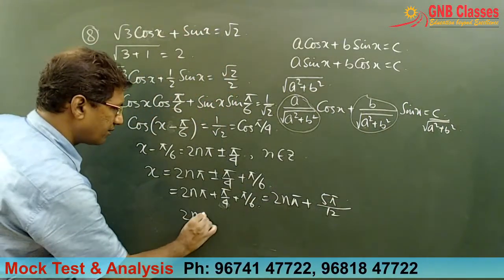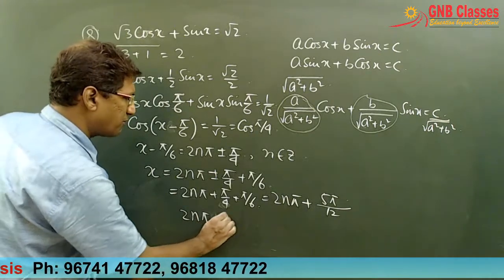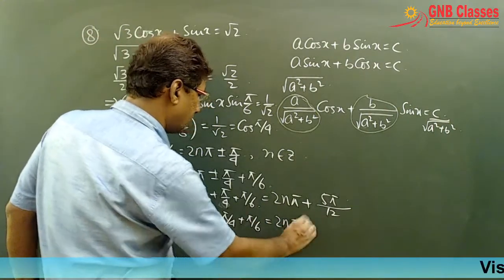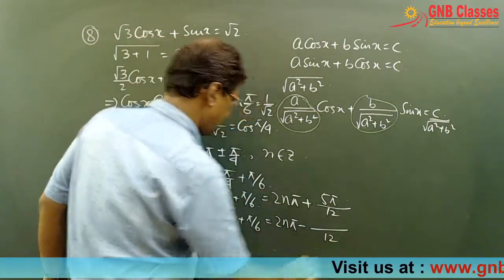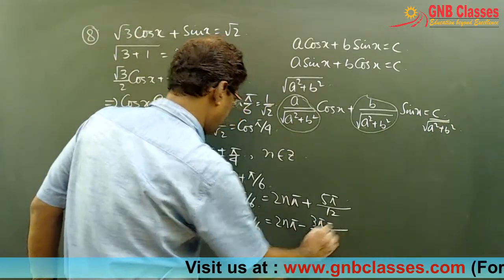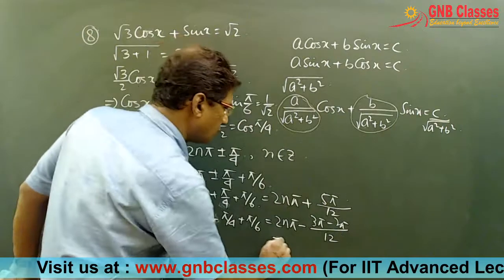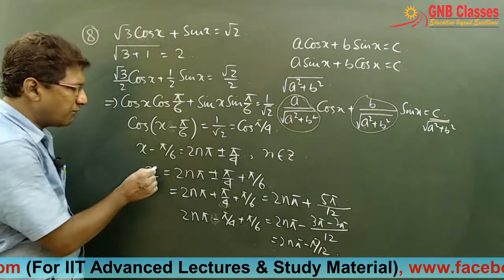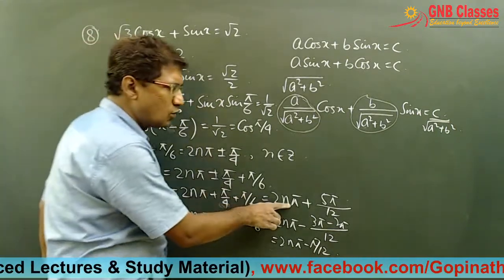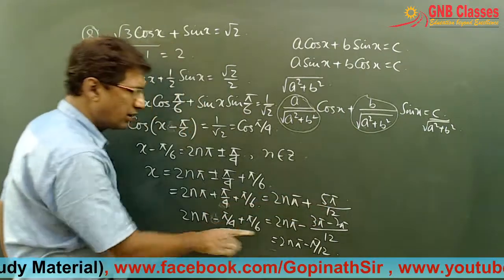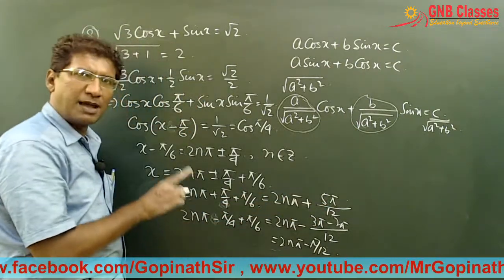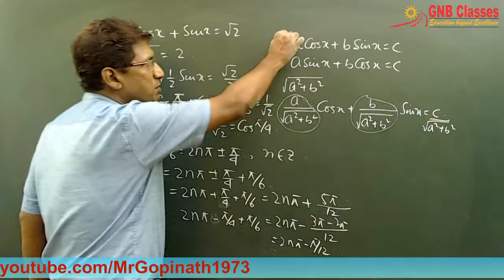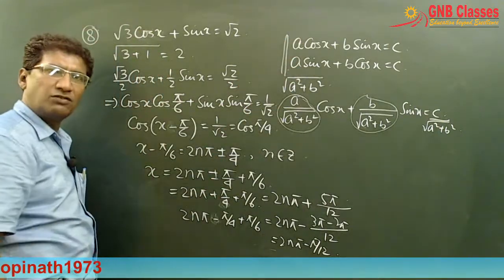And then you take minus pi by 4, pi by 6 is there, so we are getting what? So that gives you 2n pi minus pi by 12. Is it clear? Therefore, the general solution is x equals 2n pi plus 5 pi by 12 or x equals 2n pi minus pi by 12, where n belongs to any integer. Have you understood this problem? So we must remember this form to solve this kind of problems.